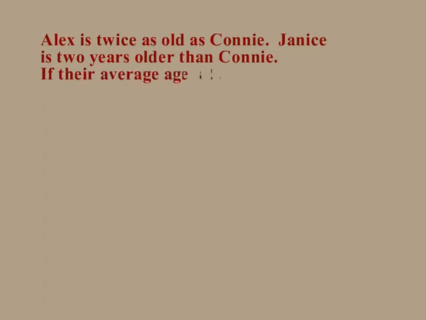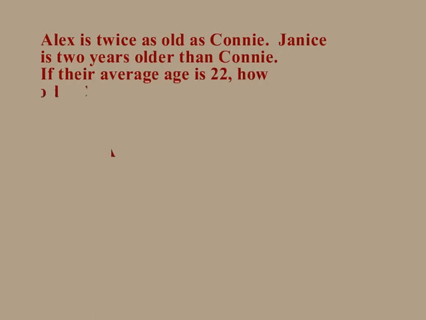The second way they'll address simultaneous equations is to embed them in word problems. Let's look at one. Alex is twice as old as Connie. Connie is 2 years younger than Janice. Their average age is 22. How old is Connie? Okay, the key here is, again, focus on what you're looking for, put everything in those terms, then set it up and solve it.